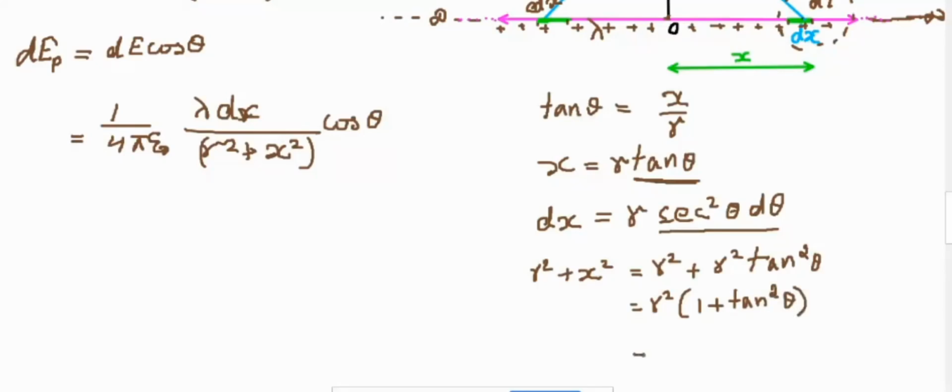Again, for 1 plus tan square theta, we have the trigonometric identity that is sec square theta. 1 plus tan square theta is sec square theta. Now this value of dx and r square plus x square we can substitute in the equation for dEp.